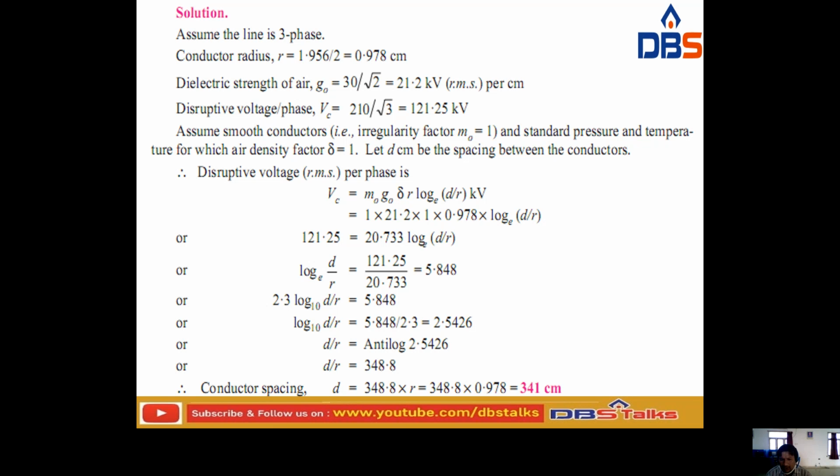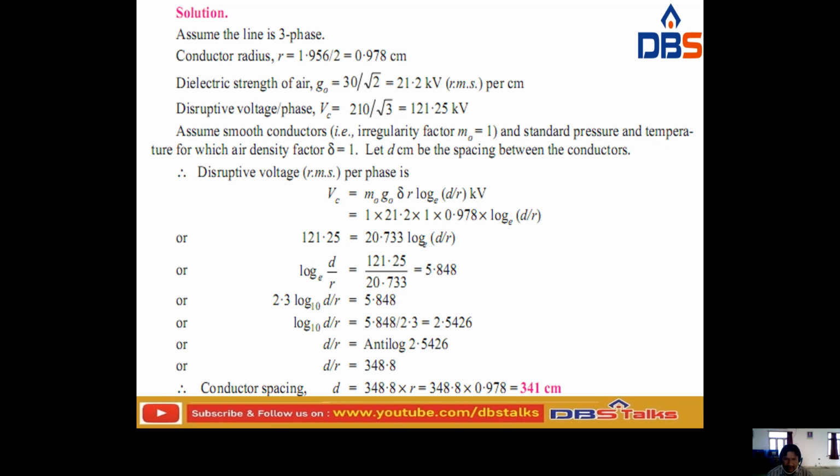Now D is equal to 348.8 multiplied by R, which is 0.978, right? By multiplying those two, 348.8 into 0.978, that is equal to 341 centimeters, right? So this is the spacing between the conductors. So 341 centimeters, right?